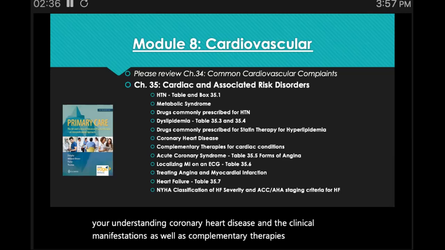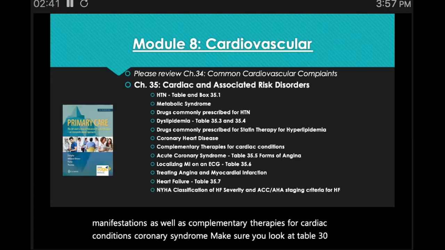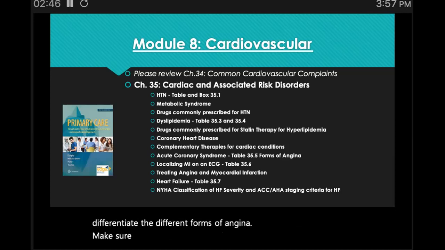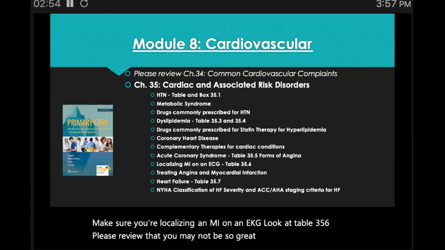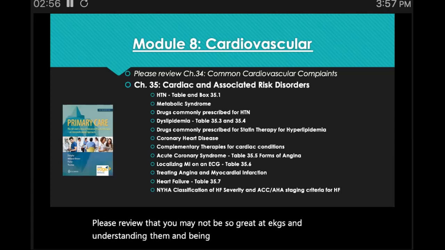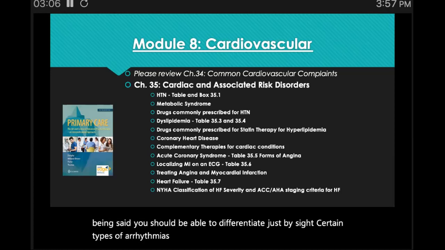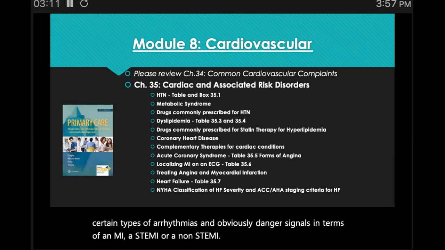for cardiac conditions. For acute coronary syndrome, make sure you look at table 35.5 to differentiate the different forms of angina. Make sure you're localizing an MI on an EKG. Look at table 35.6 and please review that. You may not be so great at EKGs and analyzing rhythms, but that being said, you should be able to differentiate by sight certain types of arrhythmias and obviously danger signals in terms of an MI and a STEMI or a non-STEMI. So make sure you look at table 35.6.